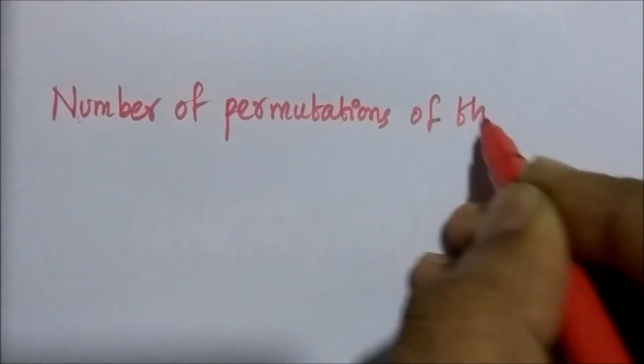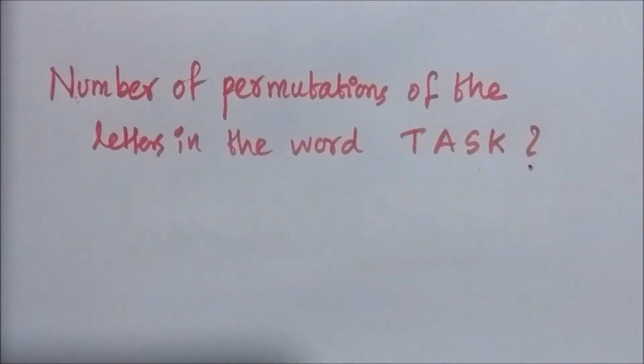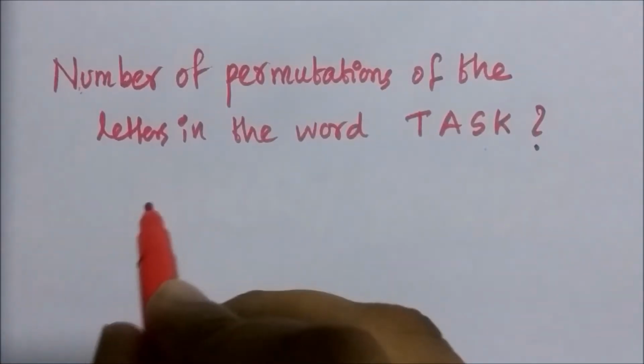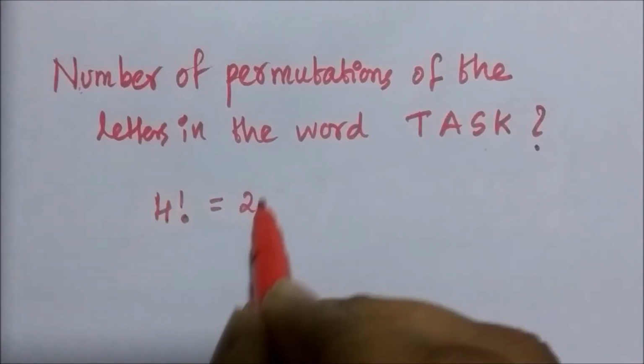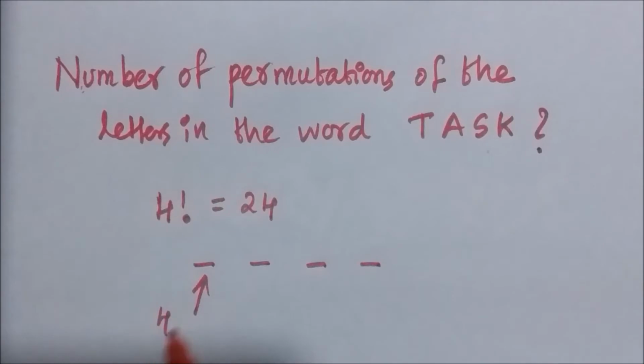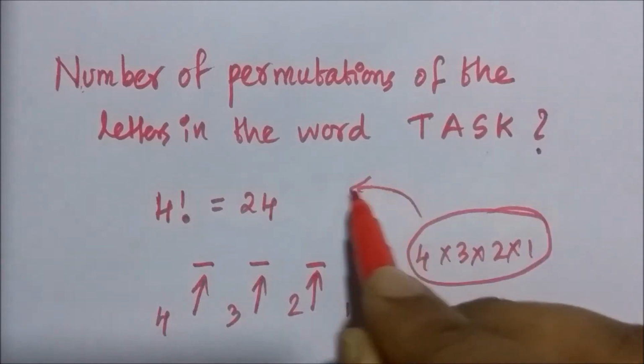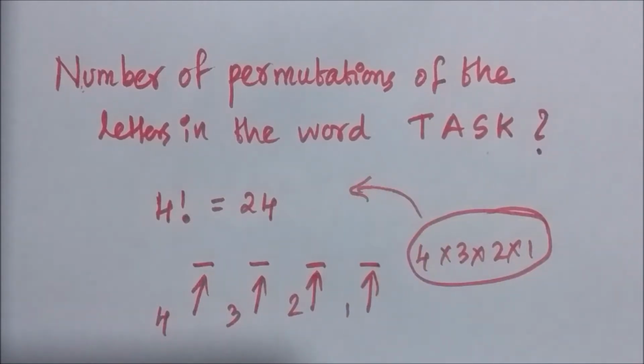What is the number of permutations of the letters in the word task? So the answer is going to be 4 factorial, which is 24, right? Because in the word task, there are 4 letters and they are all distinct. There are 4 distinct letters and 4 positions available, and we know that will be 4 into 3 into 2 into 1. That is 24 ways of arranging the letters.